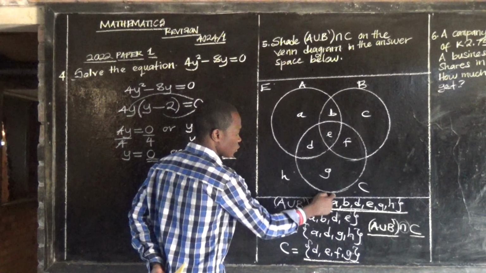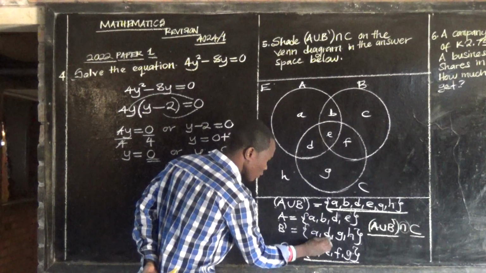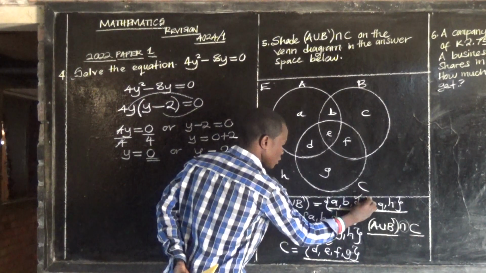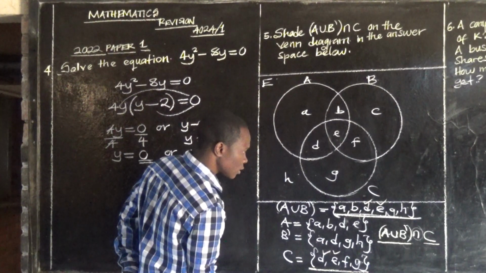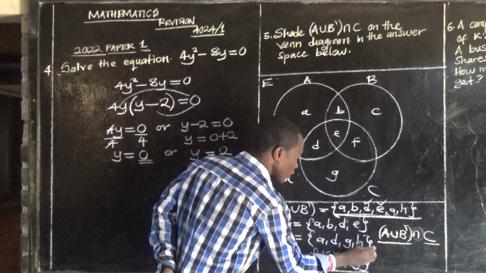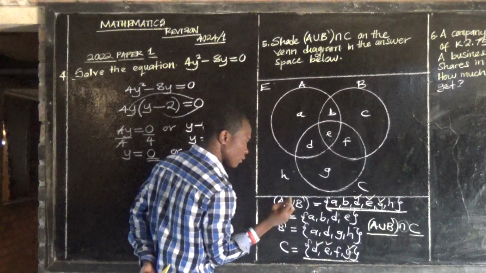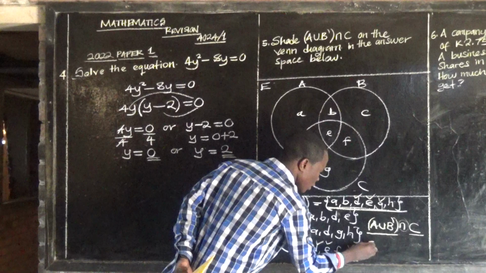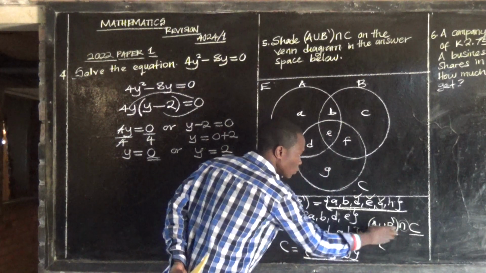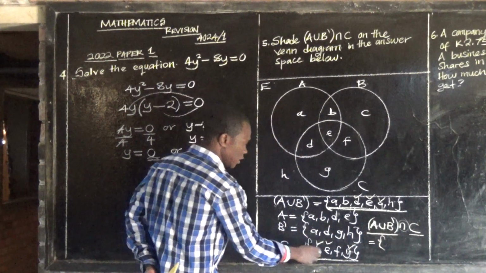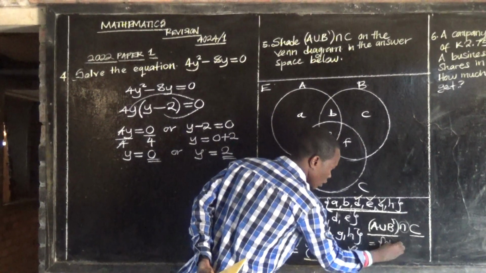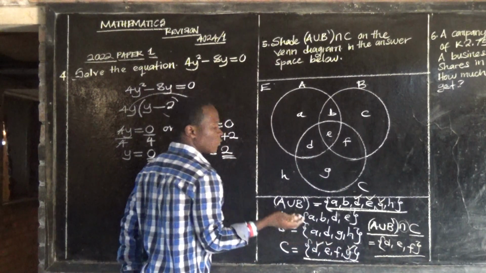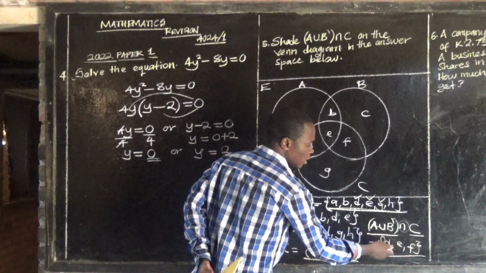Okay? So then D. Okay? D. What else? E. What else? What else? G. What else? That's all. That's right. Yes. So we are going to shade the elements which are found in the two sets, which are common. Which are they? D, then E, and what? F. Okay? So we are going to shade whichever region consists of D, E, and F.